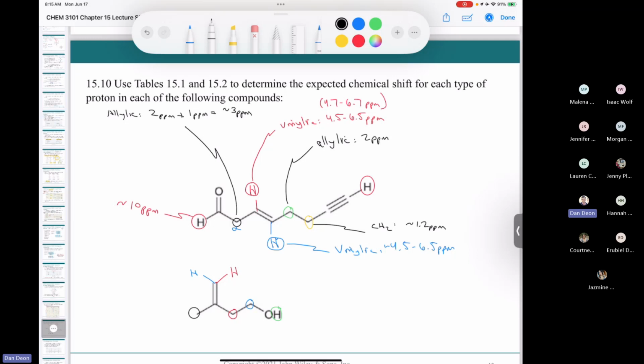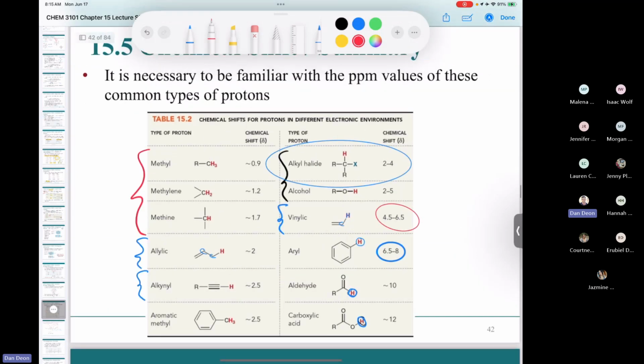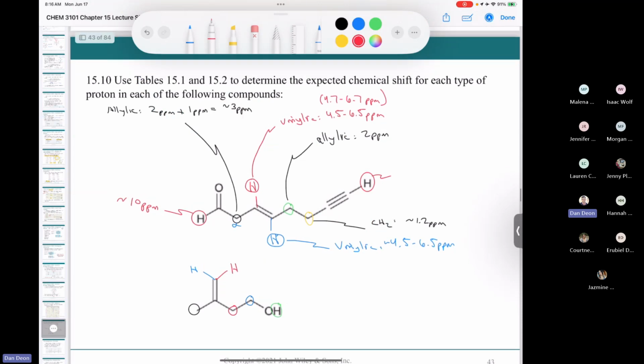And then the last one is an alkynyl proton, so from a terminal alkyne. So if we go back to the table, we have terminal alkyne. So we call those alkynyl protons. They have a chemical shift of around 2.5. So we'll put here alkynyl. It's going to have a chemical shift of around 2.5 parts per million.